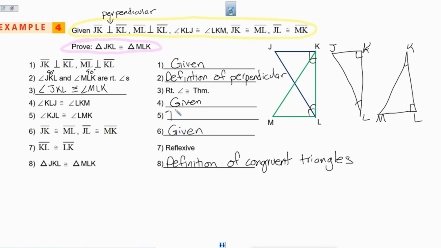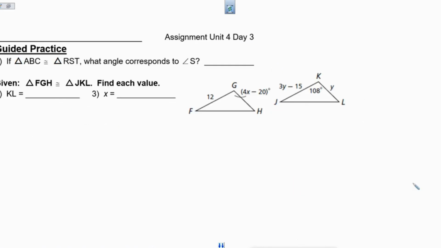Yep, third angle theorem. And then we're finished with that proof. Next up, on the guided practice for congruent triangles.